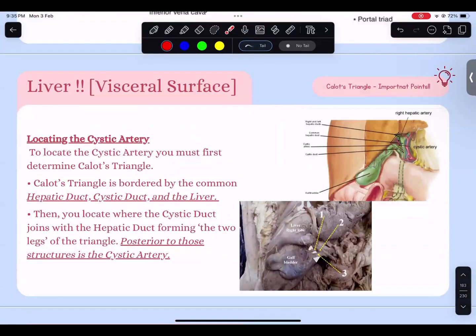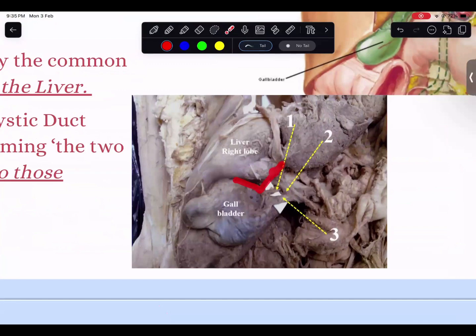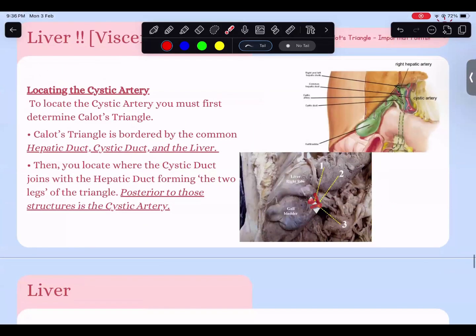Okay, this was also kind of covered, but about Calot's triangle, it's really important that you guys know how to locate it. So you're going to have the borders, right? You're going to have the hepatic duct, the cystic duct, and the liver. So on the cadaver, this is going to be the liver, and this is the gallbladder. Any duct that comes out of the gallbladder is the cystic duct. So this is the cystic duct, and this right here is the common hepatic duct. So between the cystic and the common hepatic, this thing is the cystic artery here. Okay, and that's how you locate it.